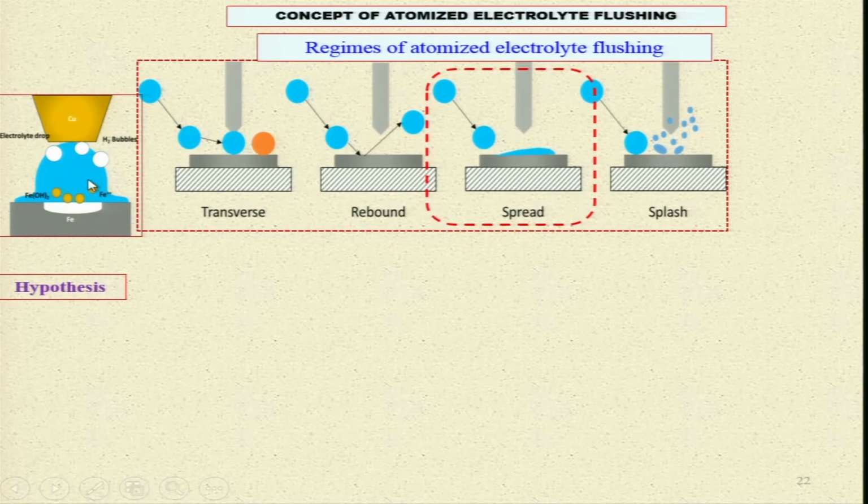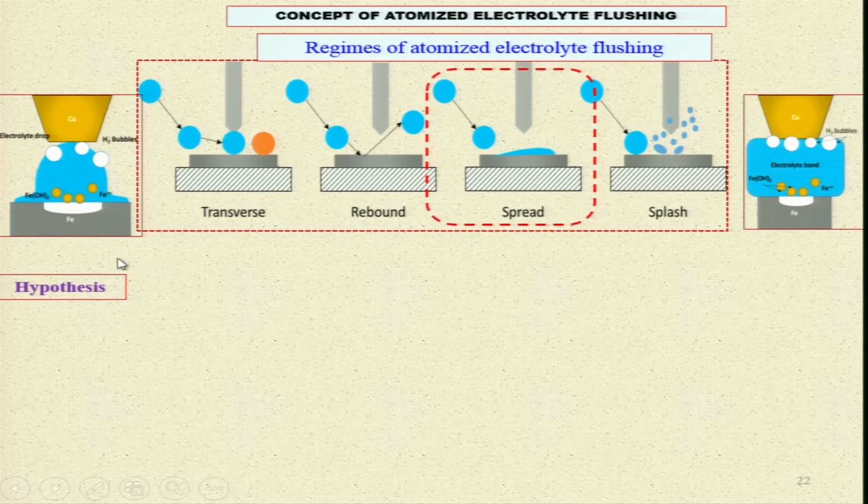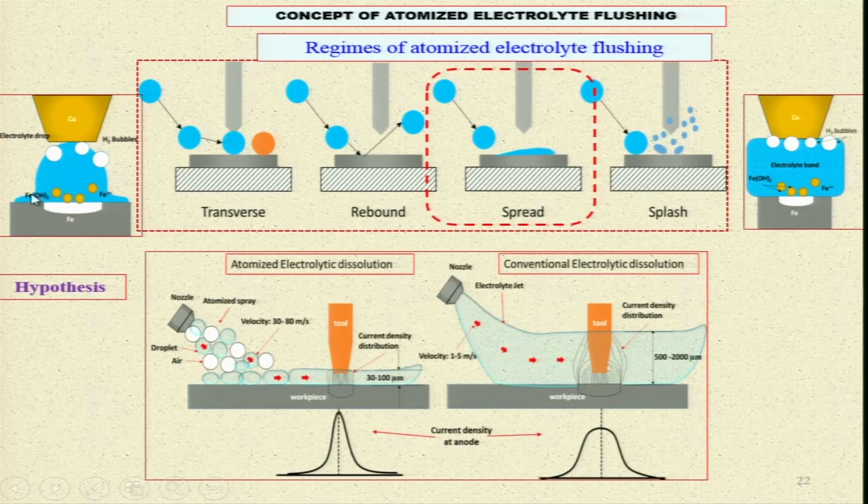This is the droplet hypothesis. Now, you can see here hydrogen bubbles are there, an electrolyte drop is there, ferrous hydroxides are created over here, and this is the iron, and this is the dimple being created over there. This is the concept, or hypothesis, that was developed.